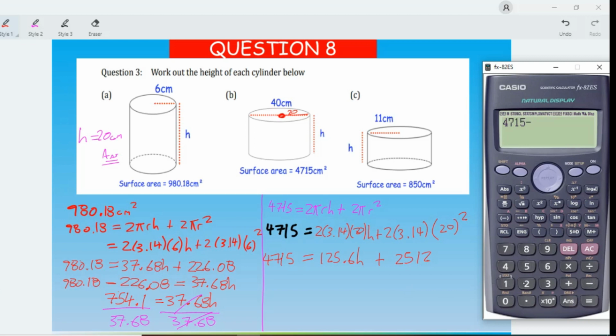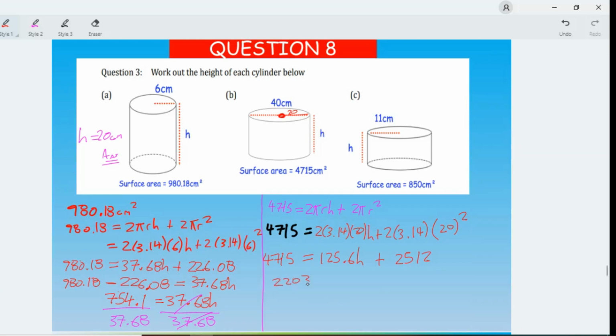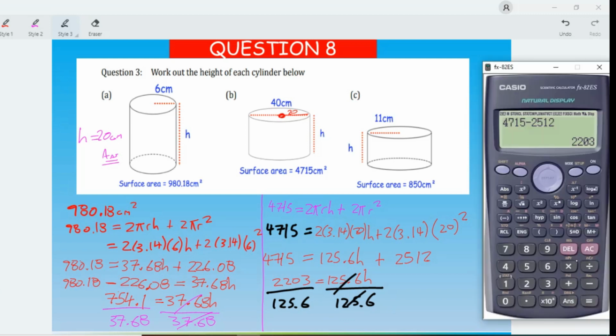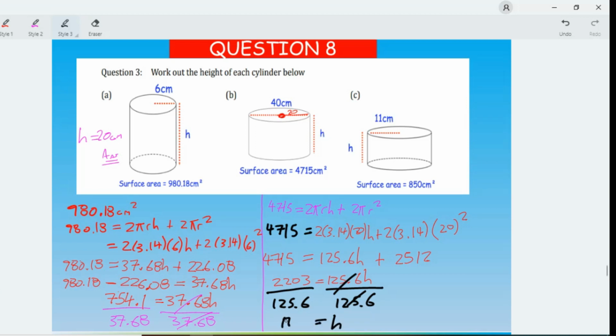4715 minus 2512. We subtract and we get 2203 equals 125.6H. So now we just need to divide both sides by 125.6. After doing the division, that works out to be 17.5. So H is just equal to 17.5 centimeters. Now you can do this one for homework, because it's a similar process.